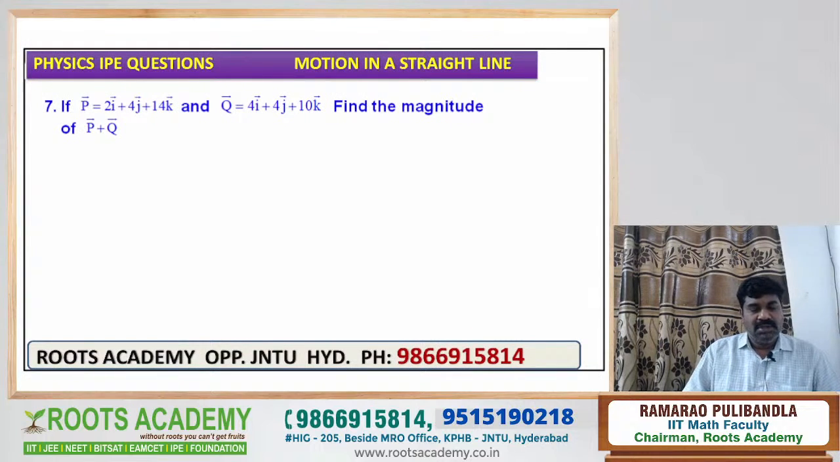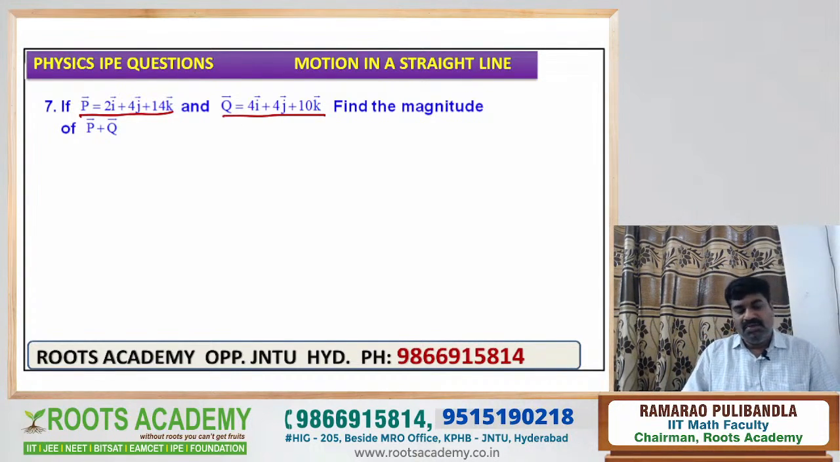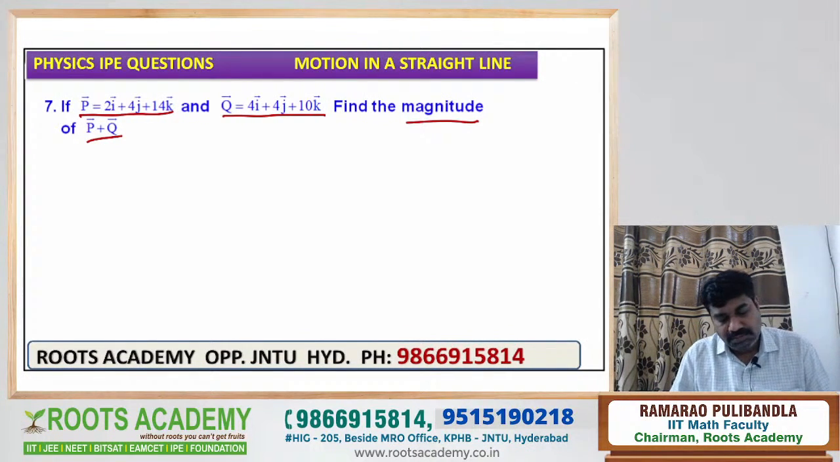Next. P bar and Q bar values are given. Find the magnitude of P bar plus Q bar. Here P bar is this value, and Q bar is equal to 4i plus 4j plus 10k. Find the magnitude of P bar plus Q bar.